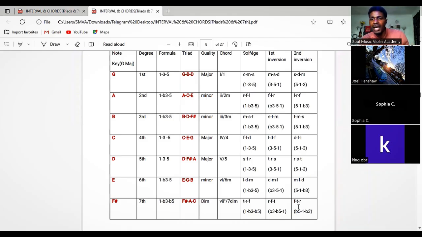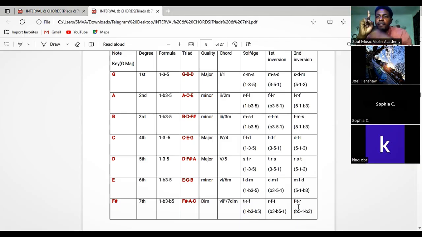I would have recommended that everybody has their Chordbot app open, and then you put G major, A minor, B minor, C major, D major, E minor, F sharp diminished, and then G major, so that you listen to the way the chord is. So that's all of the degrees.